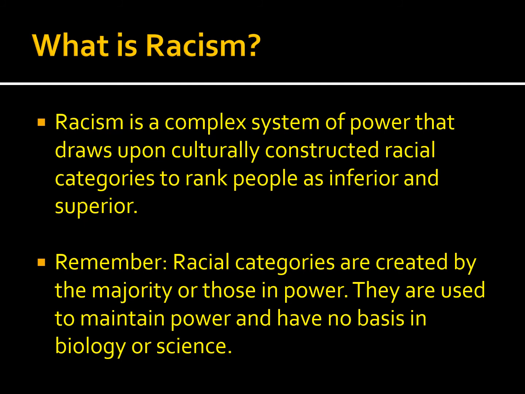So when you have racial categories, now we can talk about and define racism a little bit and the different types of racism. Racism itself is a complex system of power that draws upon culturally constructed racial categories to rank people as either being inferior or superior to one another. And remember, racial categories throughout history have always been created by the majority of people and those in power, right? And they are used to maintain power and have no real basis in biology or science, right? There's really no reason why we need to classify humans on these different traits like skin color or intelligence or anything like that.